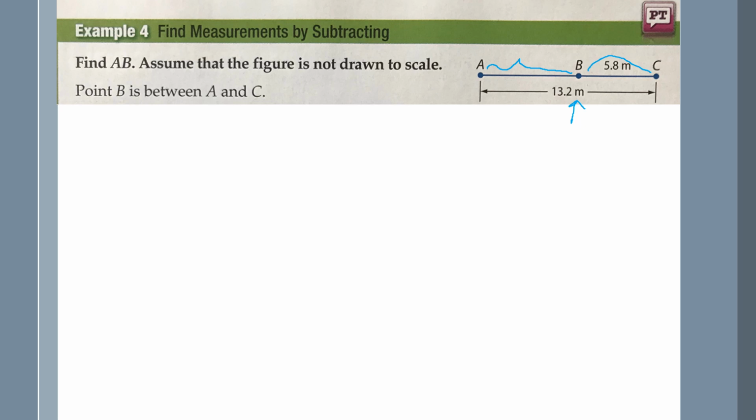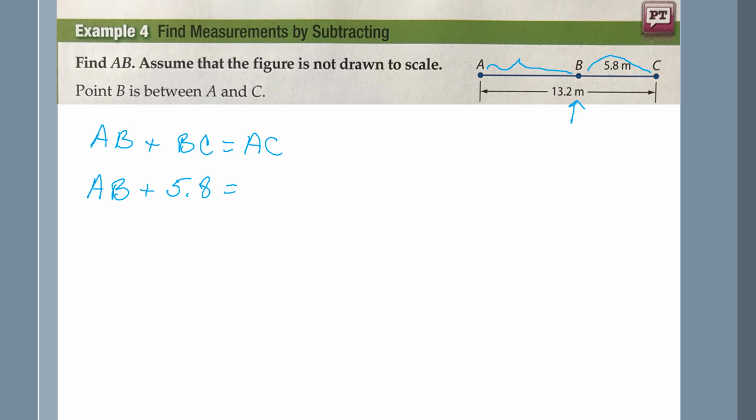So I'm going to write, and they say find AB. So I'm going to say, well, I know that AB plus BC equals AC. And I suggest you write this out like this because this way you've got everything on paper, you know how it's set up, and now you just substitute. I don't know what AB is, so I'm just going to bring that down, AB. The length of BC is 5.8.